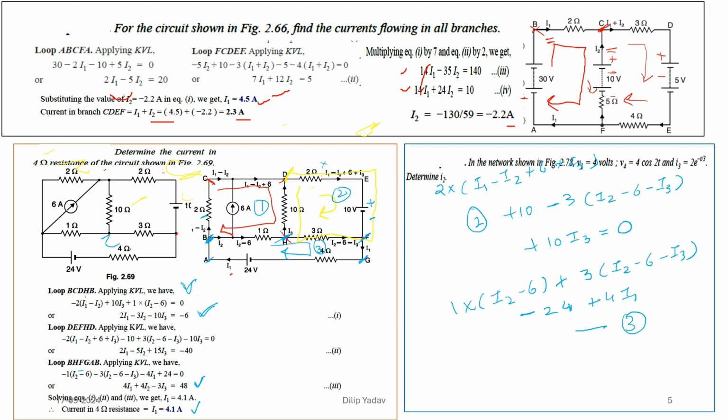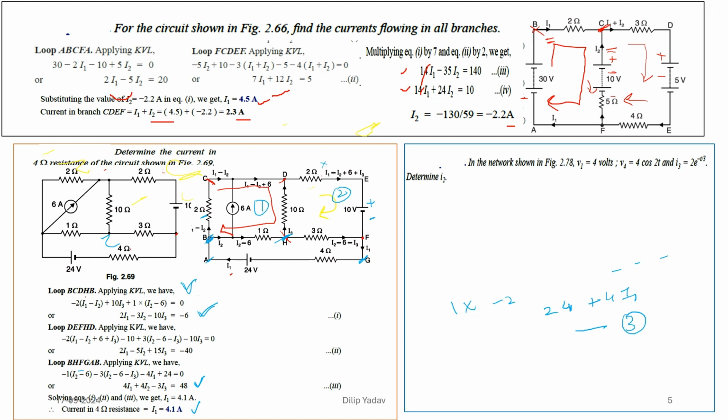Now we have the next question, which says that in a network, V1 is 4 volt and V2 is 4 cos t. That means it has given DC with AC combination. I3 is given in the form of 2 e to the power minus t by 3. We have to determine I2. Let's see how we are going to solve this.